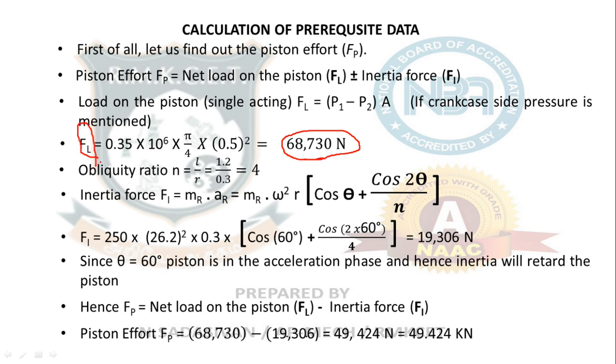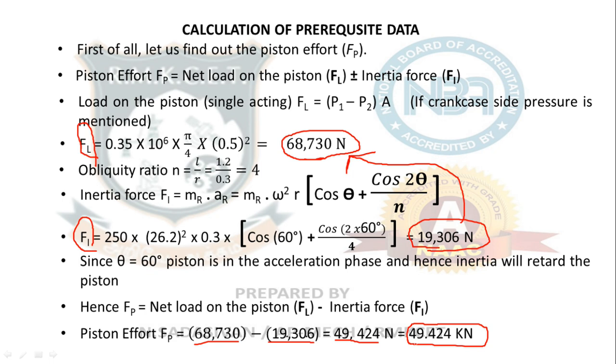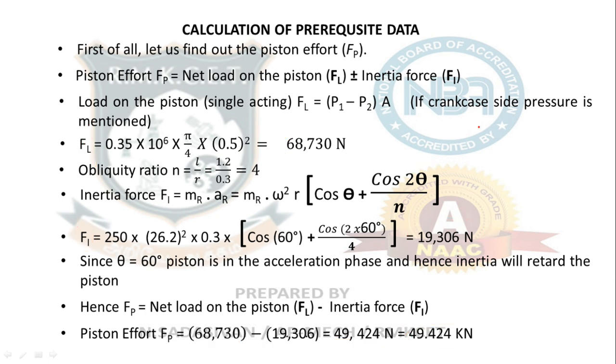Similarly, the value of FI equal to 19,306. So I am going to subtract this from this to get the value of piston effort. Okay. So piston effort FP equal to 68,730 minus 19,306, which is 49,424 Newton or 49.424 kilonewton is the piston effort, and this is not asked in the question. Without finding this, you cannot find the answers that you want for this particular problem. This is a prerequisite calculation. Okay, so find FP, then only you can proceed with the problem, for all this type of problems. So what we have found out is piston effort FP equal to 49.424 kilonewton.